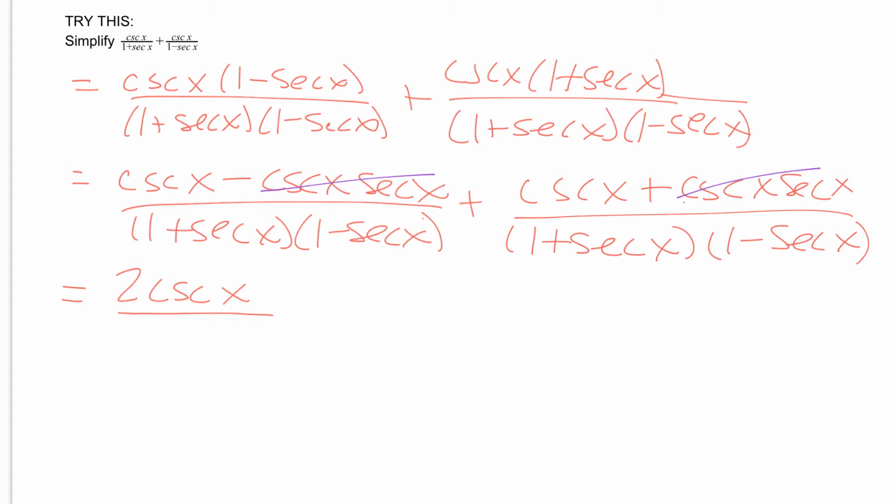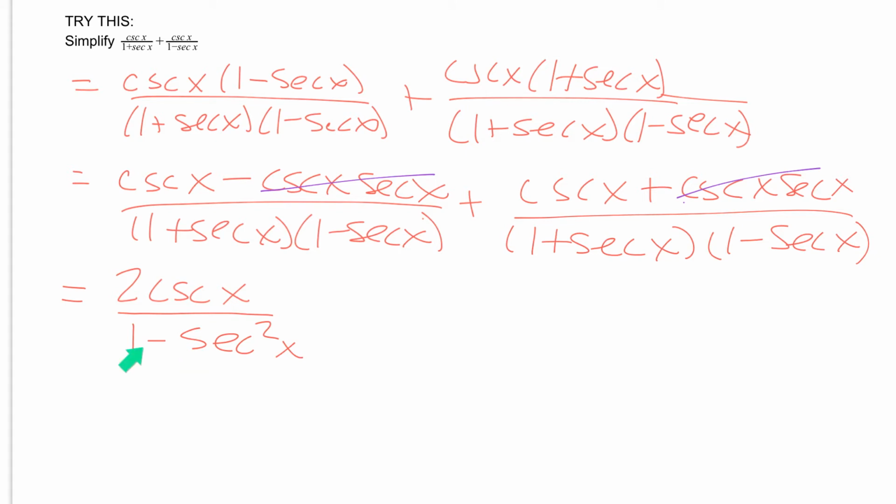And one thing you can note here is that this is a difference of squares. So if I multiply that all out, and again, you can multiply it out on your own off to the side if you need to, this is just 1 minus secant squared x. Again, that's multiplying these two together.